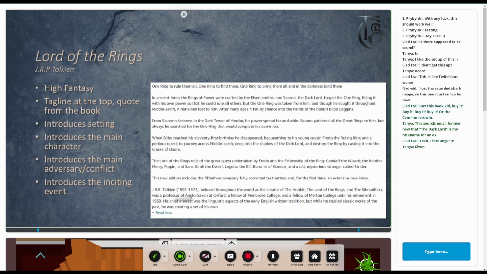Elven, yep, that's a good example. 11th birthday, yep, he turns 111 in the story, so 11th, which is how Tolkien writes it in the book. It is very British.